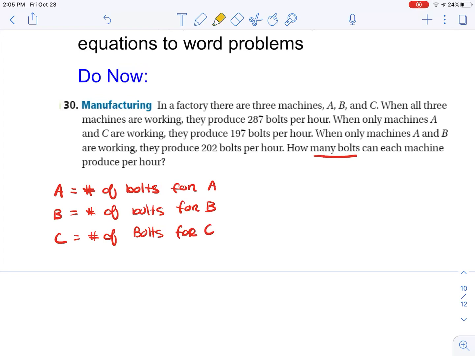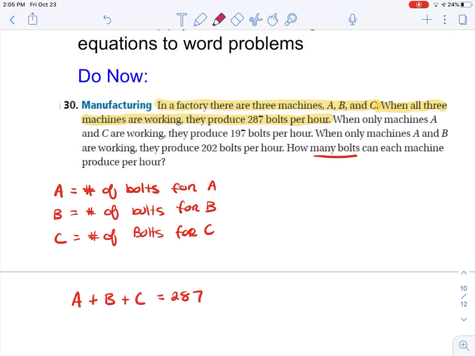So now if we take this sentence by sentence, we should be able to create a system with 3 different situations. So the first sentence says, in a factory, there are 3 machines, A, B, and C, okay? When all 3 machines are working, they produce 287 bolts per hour. So in order to be able to do this, remember, we have to add the total number of bolts, A plus B plus C, and they have to equal the 287 bolts per hour.